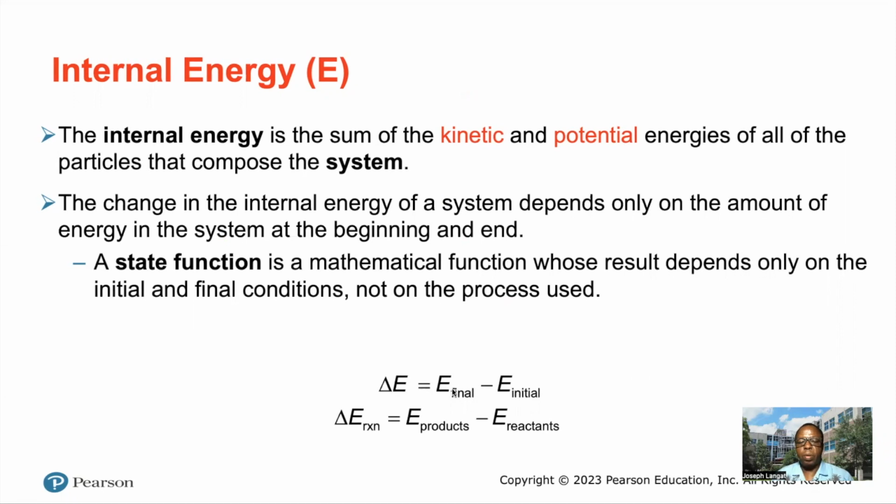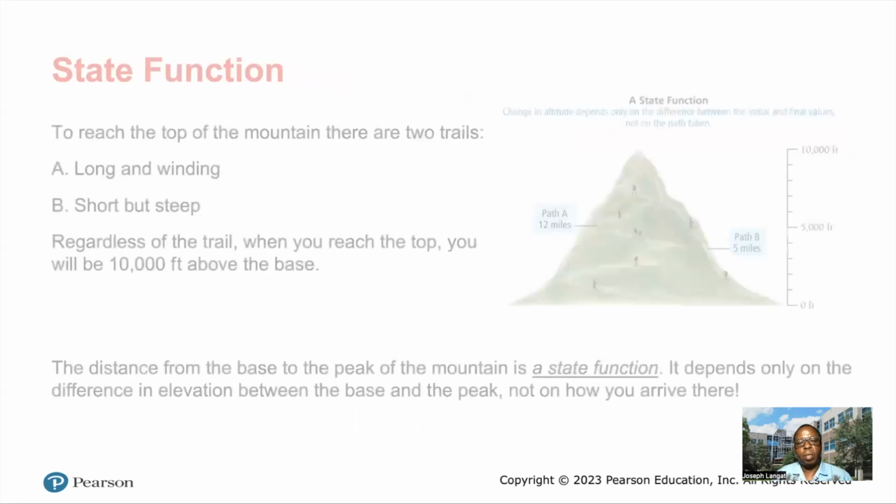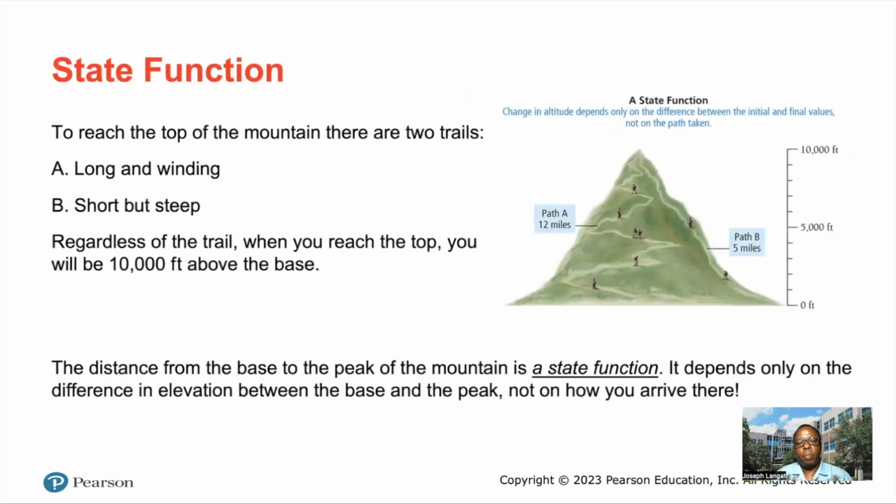Change in internal energy is final minus initial. So for a reaction, the change in internal energy is products minus reagents. This means the internal energy of the products minus the internal energy of the reagents. So for state function, let's see. What do we mean by state function?